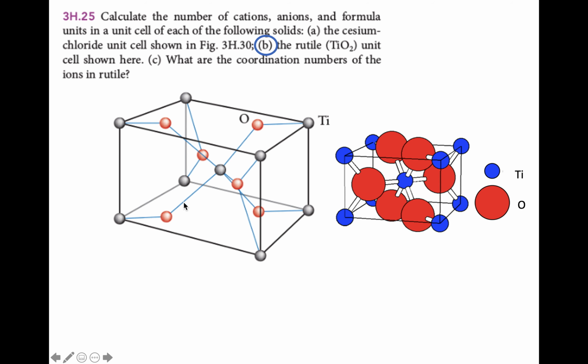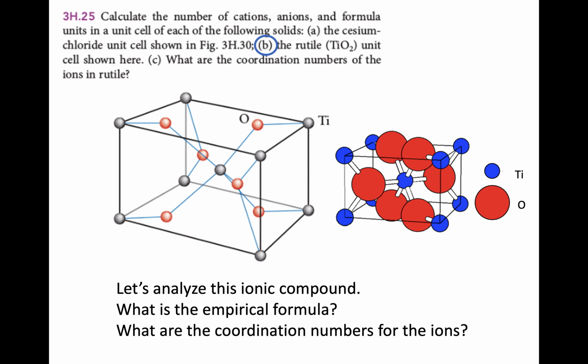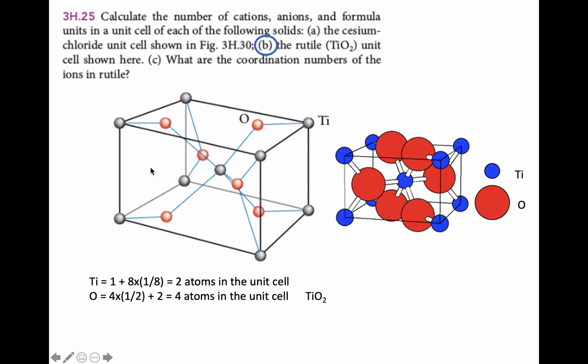So here are 2 different representations for that to help us sort of visualize what's going on. So first of all, let's analyze this ionic compound. Let's see if we can think about the empirical formula and then make sense of the coordination numbers. So in order to come up with the empirical formula, let's get that by inspection. Let's look at the images here and see what we come up with. So for the titanium within here, I see that I have 1 in the center and I have 8 on the corners. That tells me that I have a total of 2 titanium atoms within the unit cell.